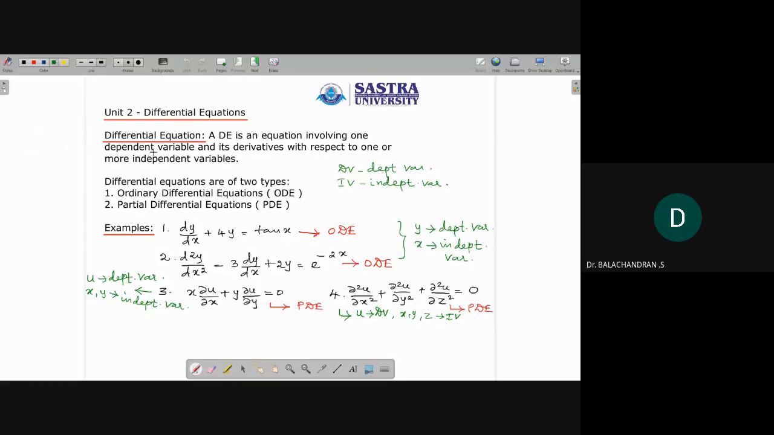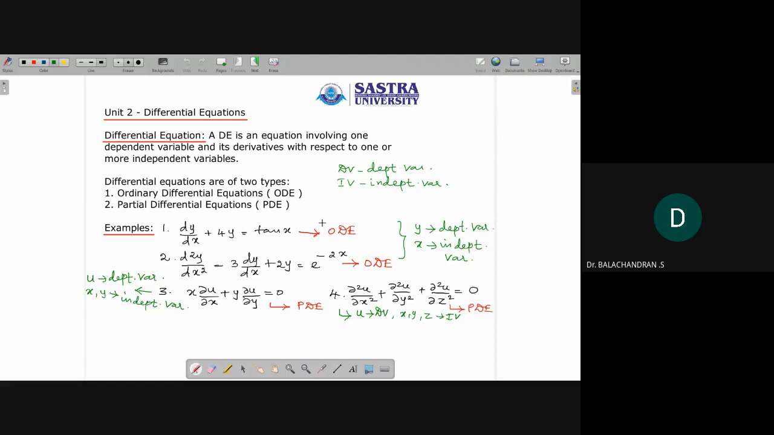A differential equation is an equation involving one dependent variable and its derivative with respect to one or more independent variables. Differential equations are of two types: one is ordinary differential equation, another is partial differential equation. Partial differential equations you will study in the fourth semester. Now we are going to deal only with ordinary differential equations.